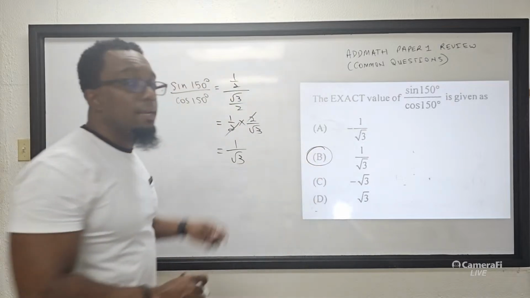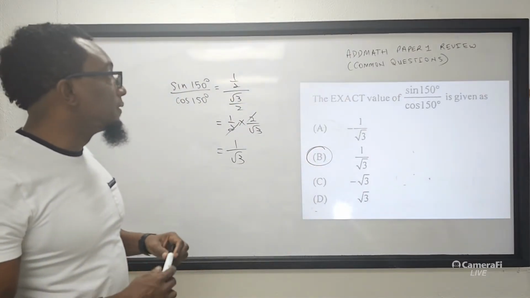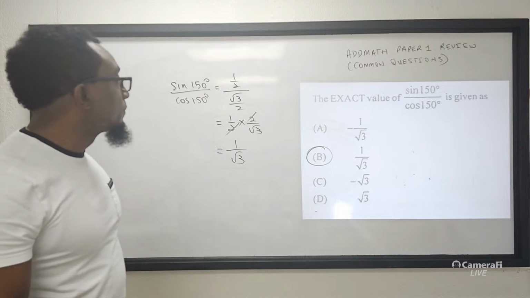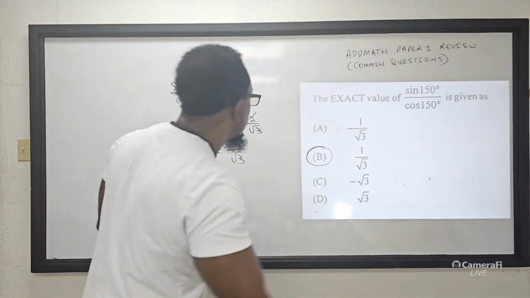So these are special angles. 150 is a special angle, so make sure we know them. Okay, let's move on to the next.